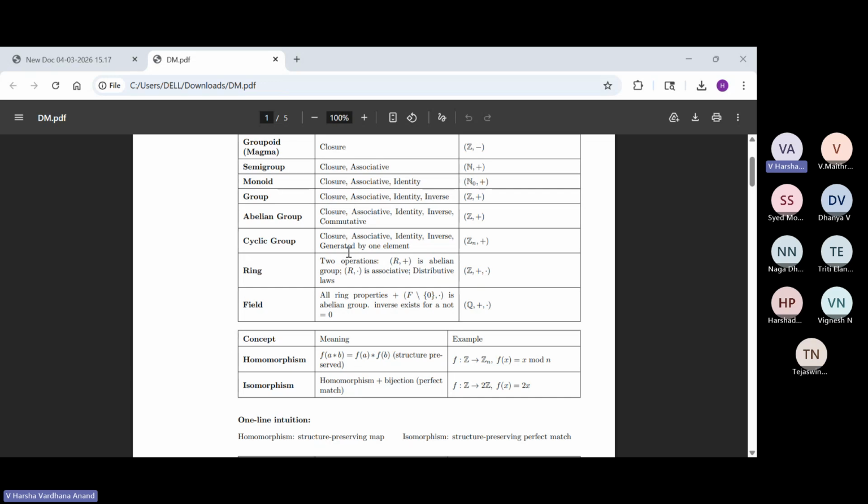So again, the operation here is defined. It can't be a random operation. It's plus and multiplication. Under plus, it's an abelian group. Under multiplication, it's associative and distributive. But a ring does not necessarily need to have an inverse.